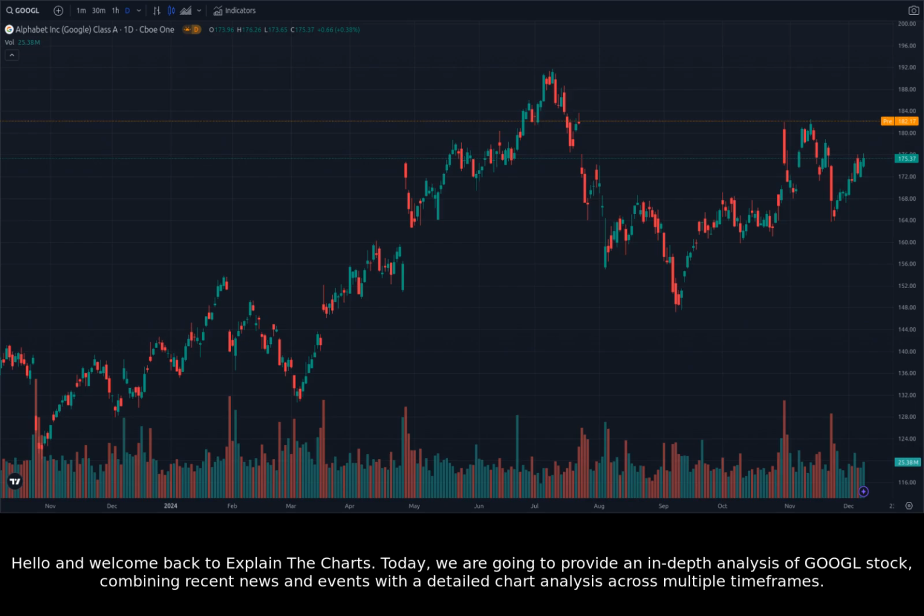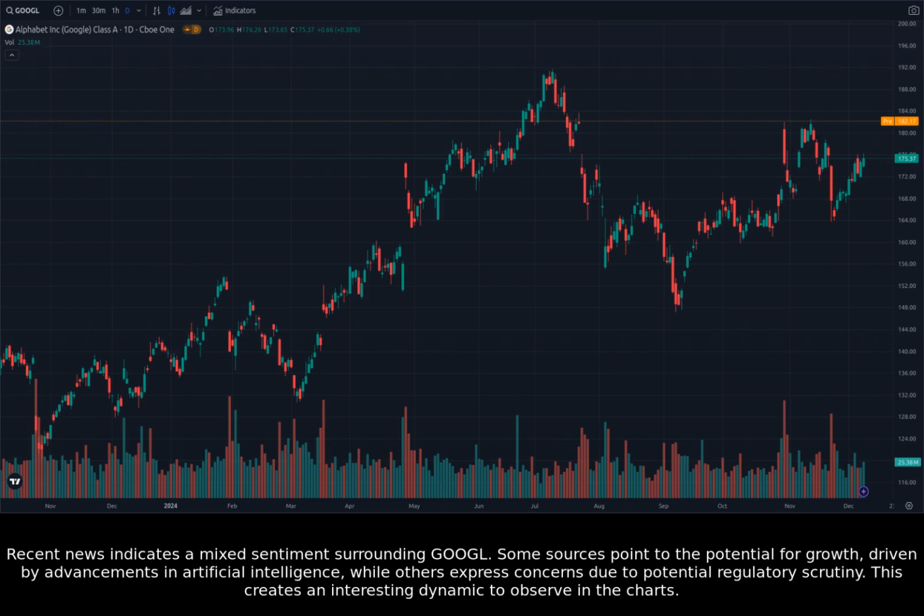Today, we are going to provide an in-depth analysis of Google stock, combining recent news and events with a detailed chart analysis across multiple timeframes. Recent news indicates a mixed sentiment surrounding Google. Some sources point to the potential for growth, driven by advancements in artificial intelligence, while others express concerns due to potential regulatory scrutiny. This creates an interesting dynamic to observe in the charts.